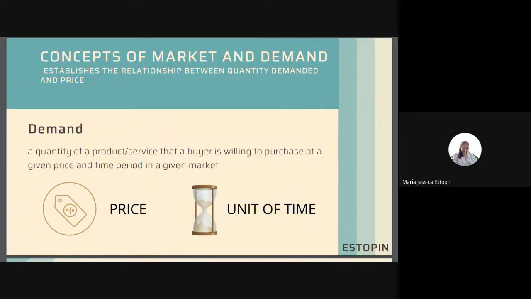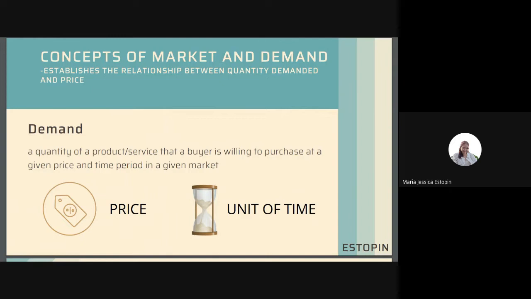The concepts of market and demand establish the relationship between price and demand. Demand, as defined, is the quantity of a product or service that a buyer is willing to purchase at a given price and time period in a given market, meaning the demand has no significance unless related to both factors, price and unit of time.